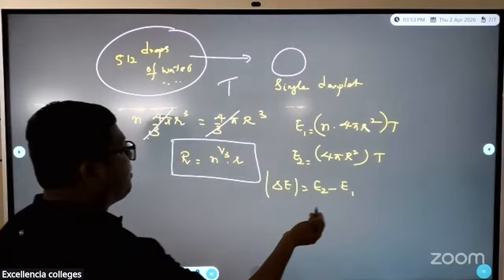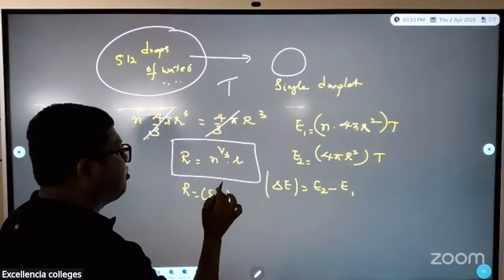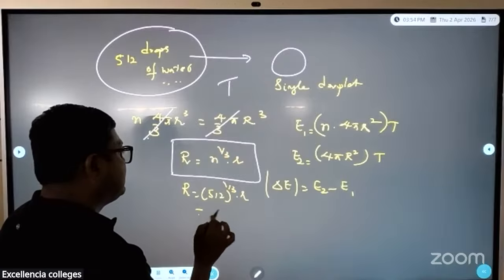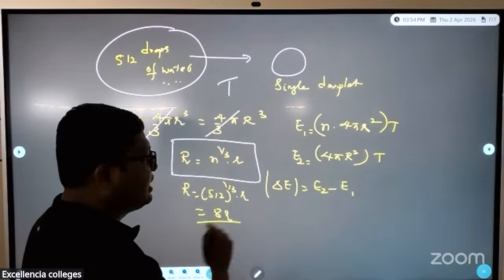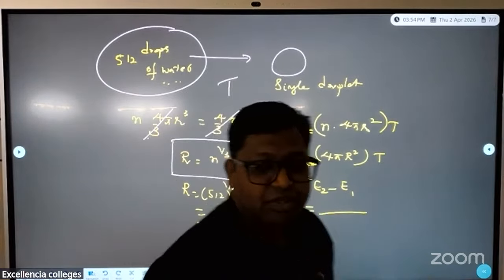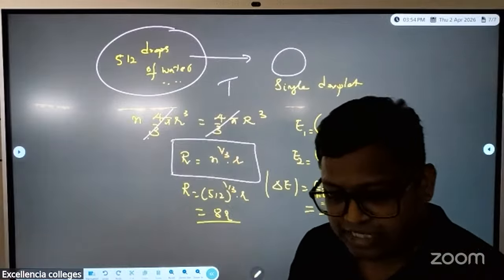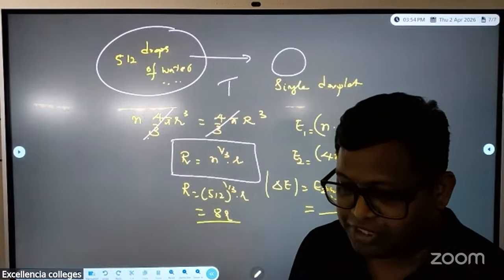With all the details provided, very easily we can calculate R is equal to 512 upon 1 by 3 into R. That gives you 8R. So you can do the substitution here and you can evaluate the answer. So this is another simple formula-based question. I hope all students would have successfully solved this question.